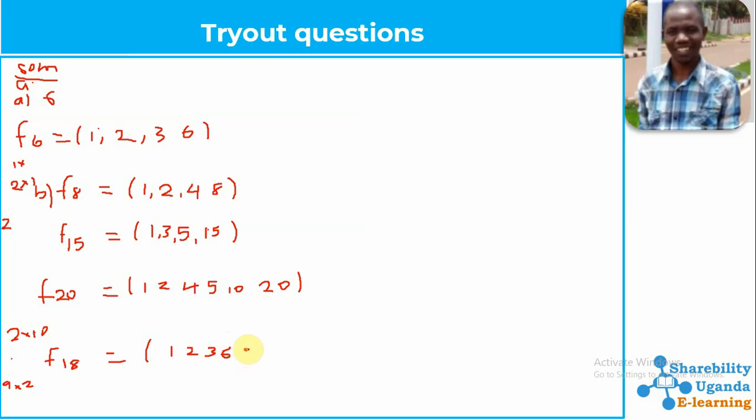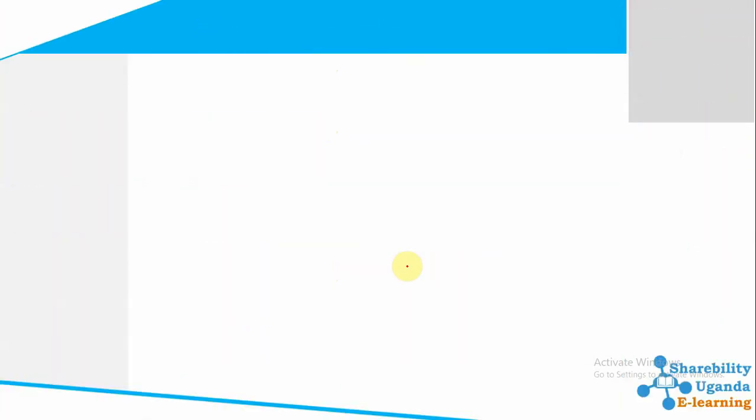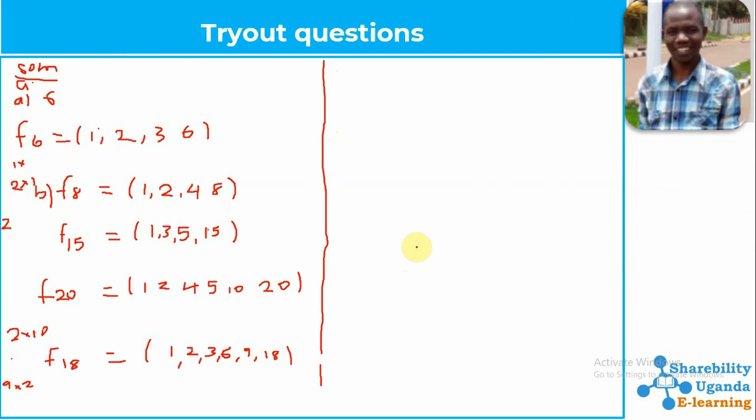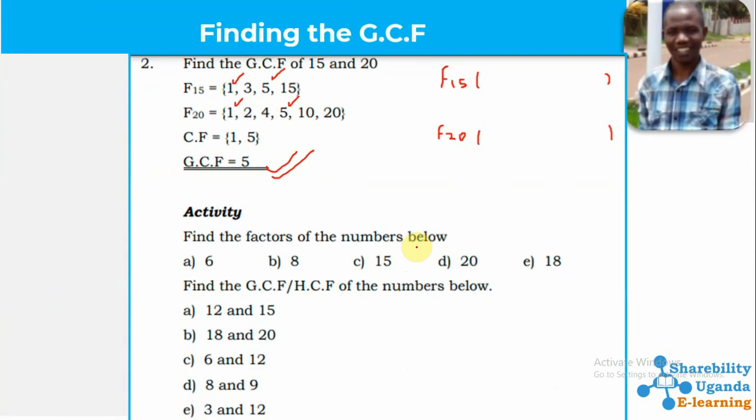Then remember we talked about 9 and also 18. So now these are the factors of our numbers, those are the factors of our number that has been given. So we are now able to get the factors of these numbers. So let's see how we can also find out the greatest common factors of these numbers that we are given.